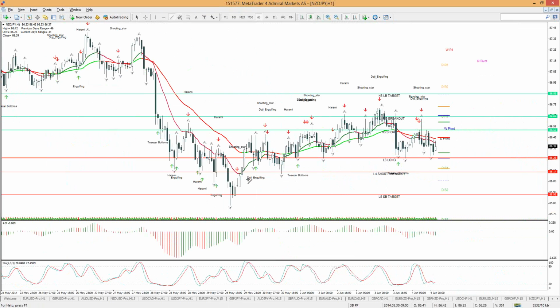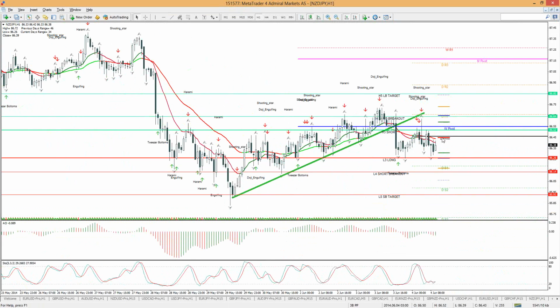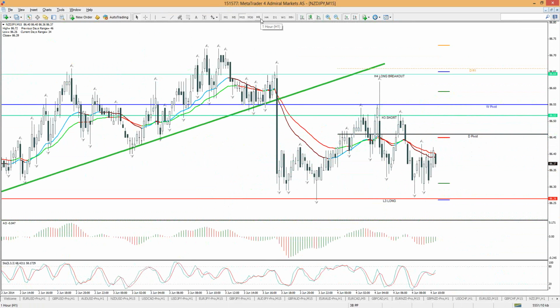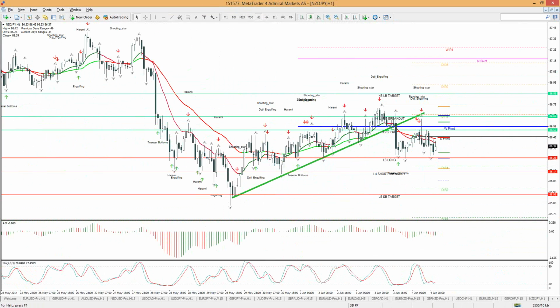Zealand yen did have a good break of this trend line yesterday, and a hook back. Let's see. It actually has the weekly and daily pivot point now above it. That could be interesting. Yeah, break below this L3 could be definitely something worth taking a look at.